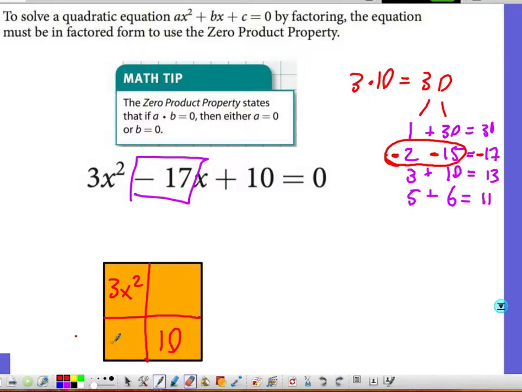So that means that I can go ahead and put negative 2x in either of these boxes. Doesn't matter which one, so I'll go and put it there. And then negative 15x goes right there.